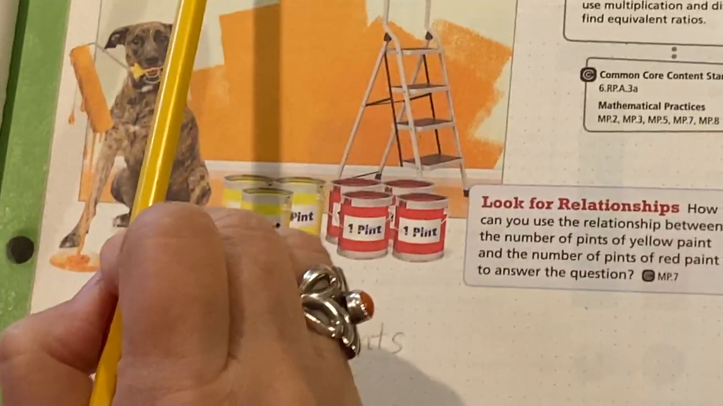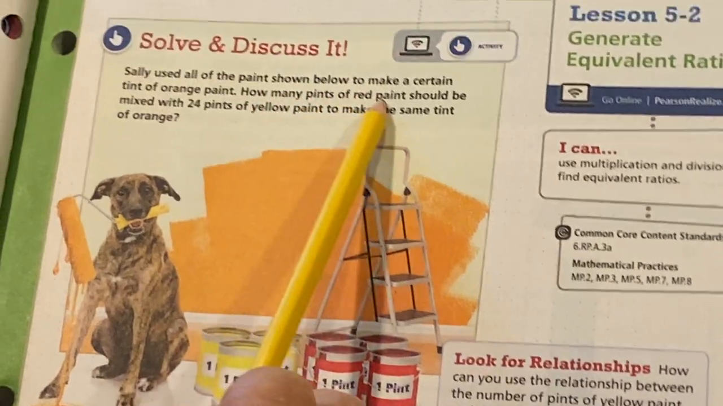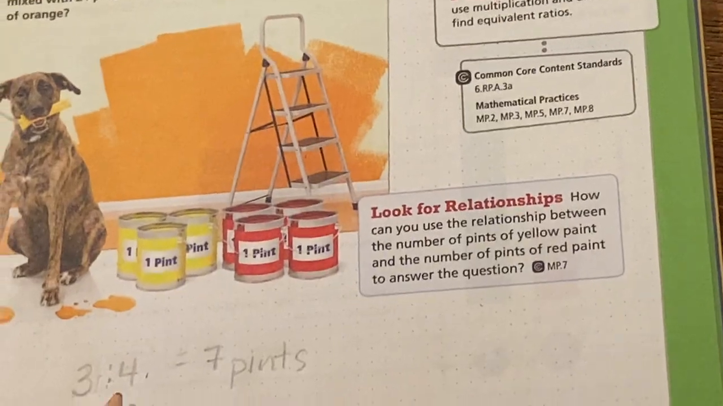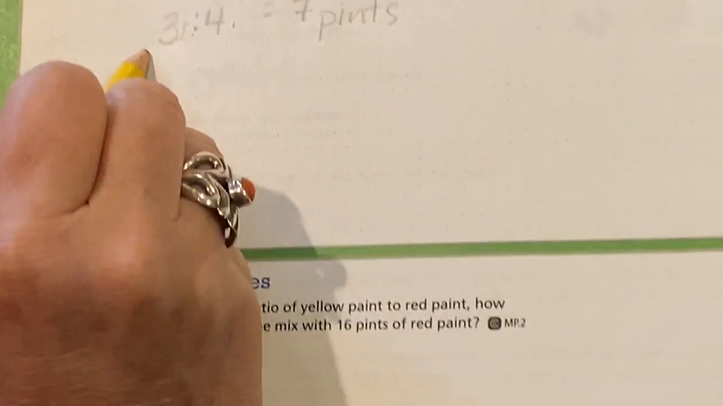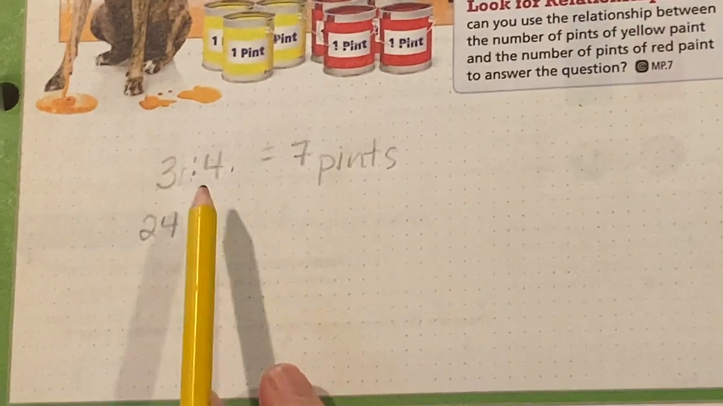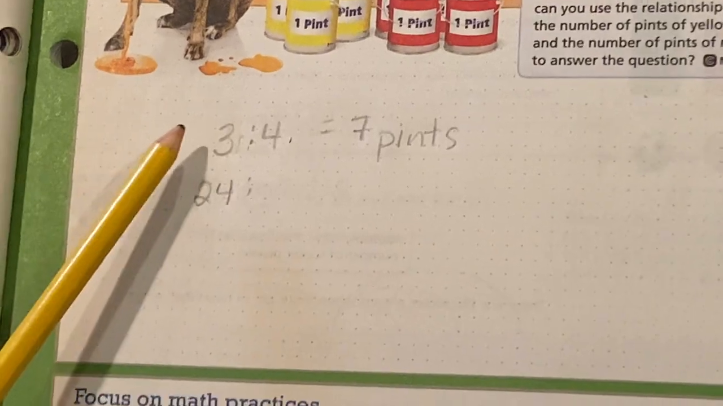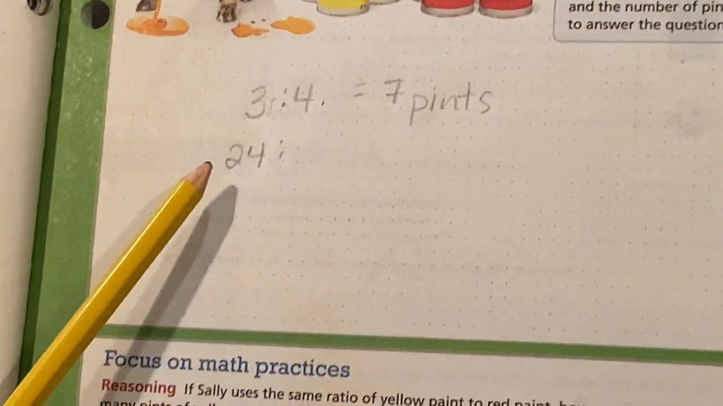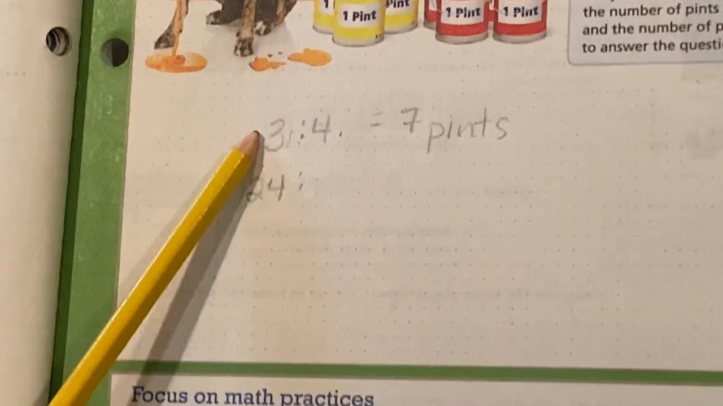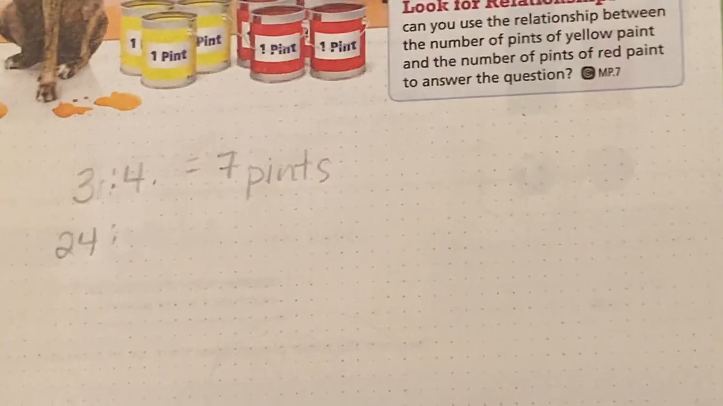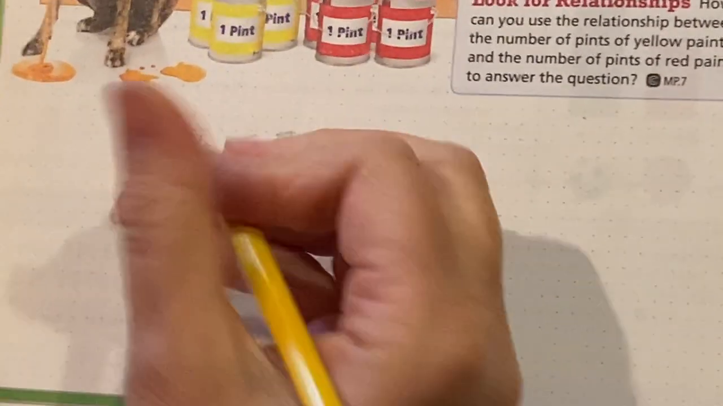Now they want, let's see, how many pints of red paint should we mix with 24 pints of yellow? Which one of these represents yellow? The 3. So right now we've got 3 pints, but what if we had 24? How many pints of red would we have to put in there? So it's just that same thing of looking at the 3 and saying, what did you have to do to the 3 to make it 24? Whatever you did there, you've got to do the same thing here. 3 times 8 is 24. 4 times 8 is 32.